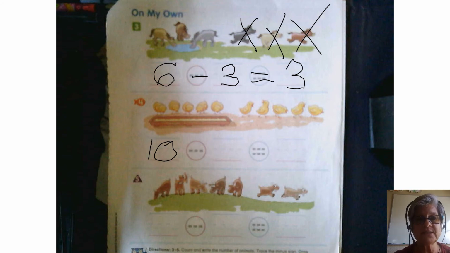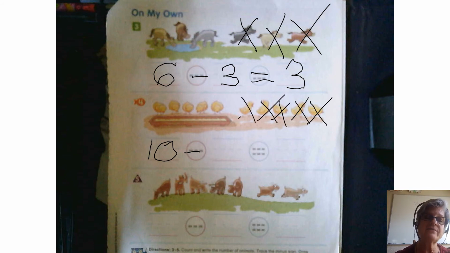Then write the minus symbol. That means take away. So we have 10 take away. And you see that chick's walking away? That's what we're going to put next on. We're going to go 1, 2, 3, 4, and 5. So we're going to write the number 5. Please do that on your paper. 10 in the first space, trace the minus symbol, and write the number 5.